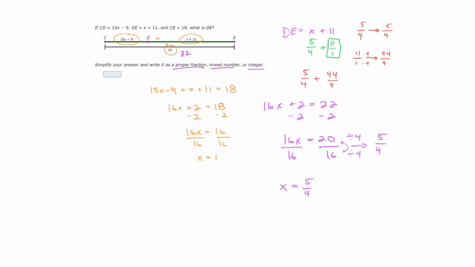This number did not change. 44 over 4 is 11. We just changed the size of our pieces so we can add and subtract them. You end up adding just the tops, not the bottoms, 49 over 4. Then you could say 4 goes into 49 12 times with 1 left over. How did I get this? Let's bring that over here. If 4 goes into 49, 4 goes into 4 once, 4 goes into 9 twice. So subtract 8, and you end up with that remainder of 1.